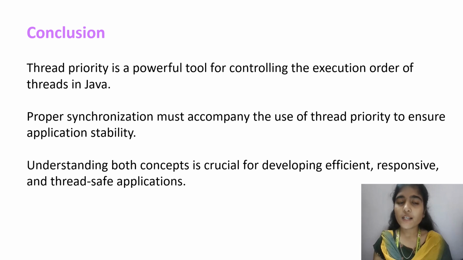Finally, the conclusion. Thread priority is a powerful tool for controlling the execution order of threads in Java. We control the execution order of threads in Java by using thread priority. Proper synchronization must accompany the use of thread priority to ensure application stability. Understanding both concepts is crucial for developing efficient and thread-safe applications. So thread priority is very useful for controlling the execution order of threads in Java.